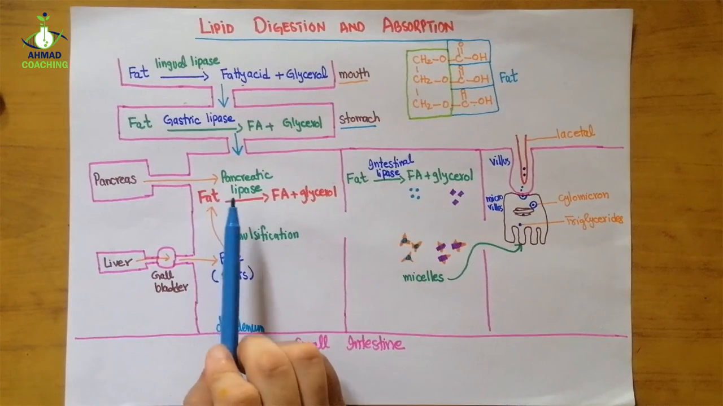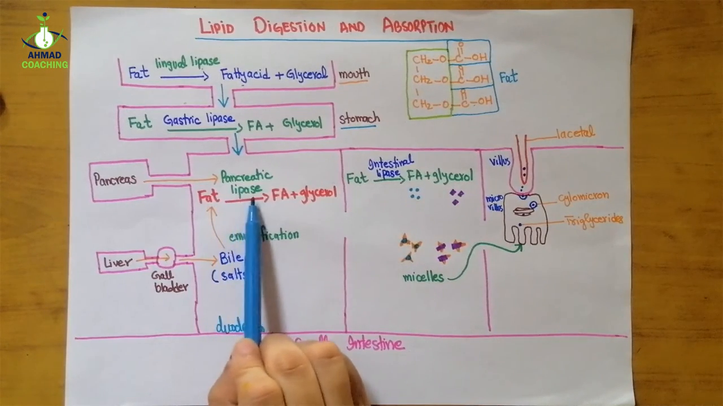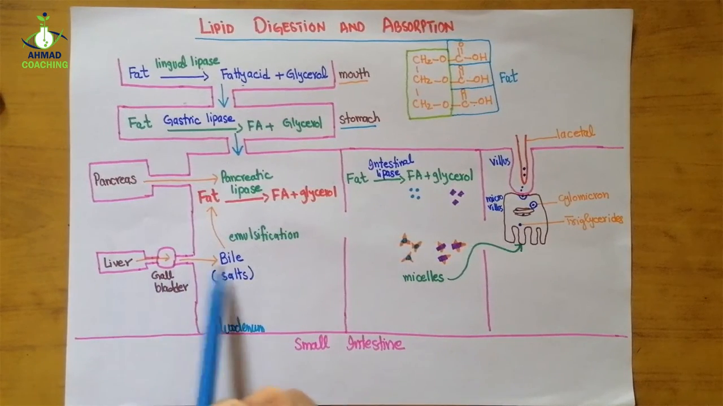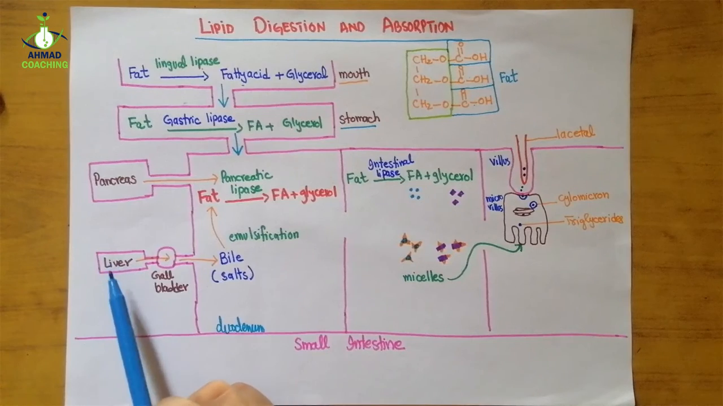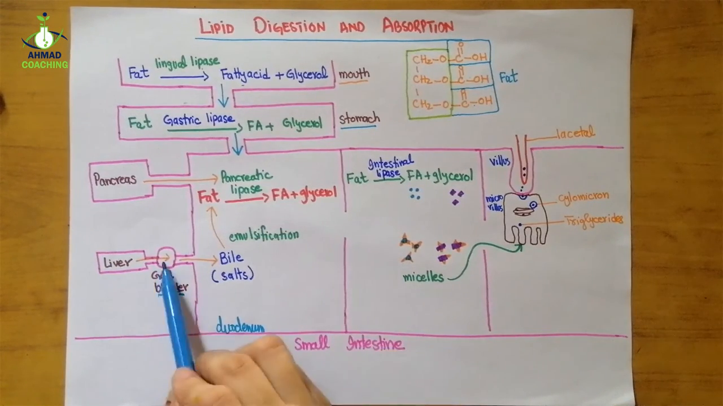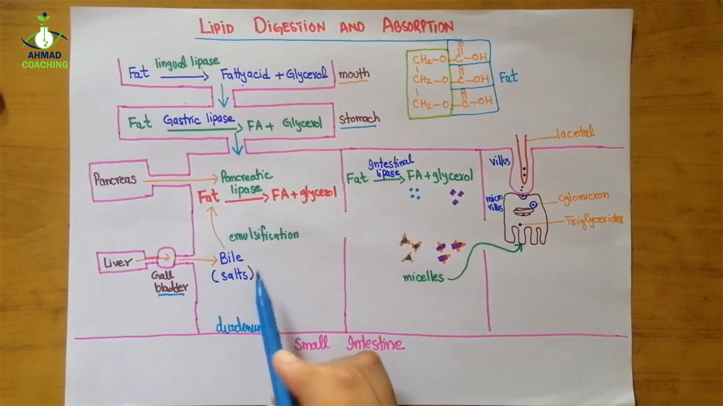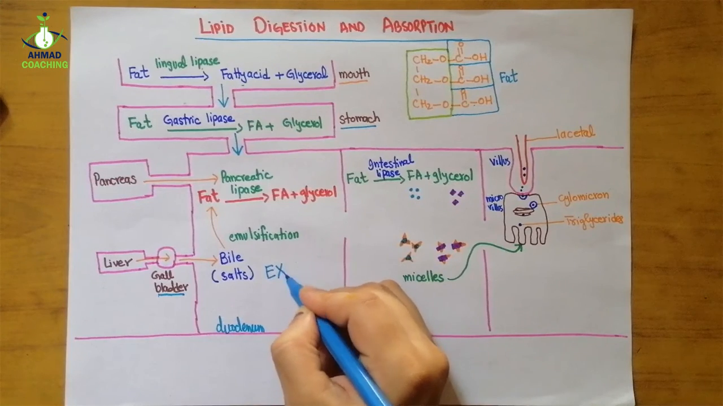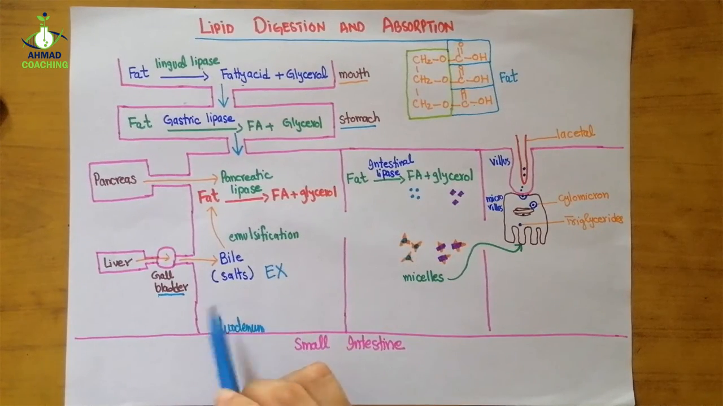But to assist the digestion by the lipase, the liver is going to send bile. The bile is produced in the liver, but it is stored in the gallbladder, and when needed, it is going to be entered into the duodenum. The bile doesn't contain any enzyme, but it contains salts and minerals. The main function of bile is the emulsification of the fat.